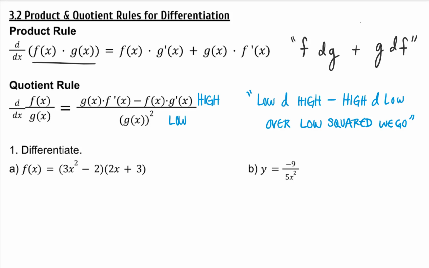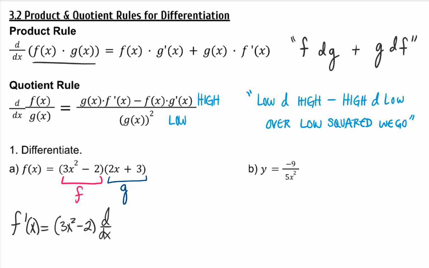So let's differentiate. Notice that we could avoid the product rule by just expanding these two quantities and then using the power rule. But for this video, we're going to practice product rule. We have our first function times our second function. The product rule is f dg, so the derivative of g with respect to x, and I'm not going to derive that yet.